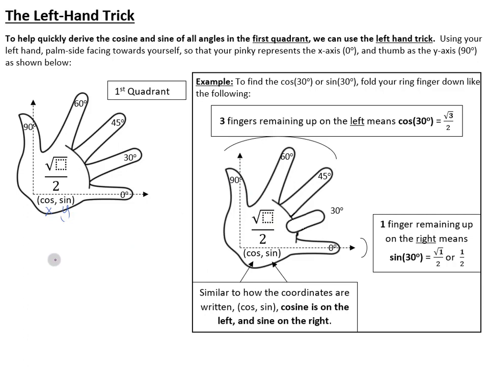So this is a pretty cool way to rederive sine and cosine pretty quickly. You do have to memorize that cosine's on the left, sine's on the right, and which finger represents which value. You also need to remember the template, square root of blank, which is the number of fingers up on the left or right, over 2. That follows the pattern we used to fill in the first quadrant.